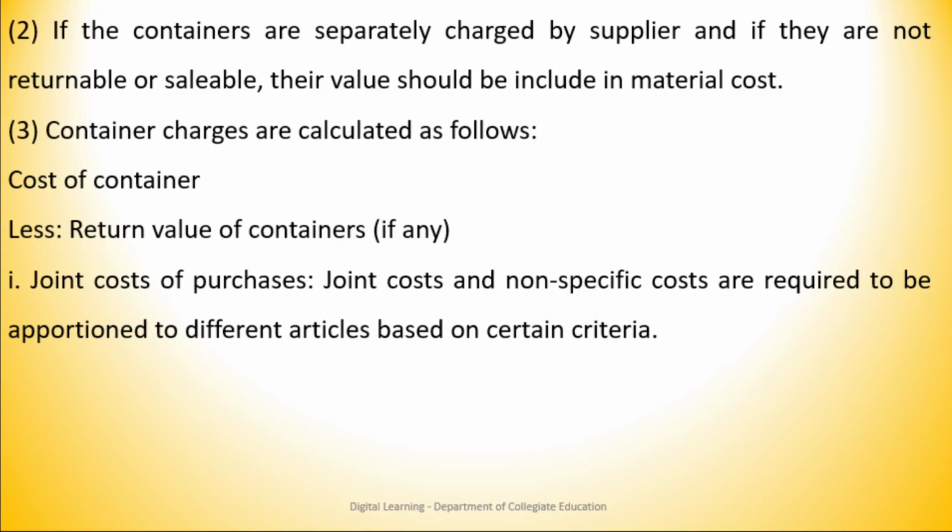Normally, the container charges are calculated as follows. You record the actual cost of containers. From there, you deduct the return value of containers. The last item being joint costs of purchases. Joint costs or non-specific costs are required to be apportioned to different articles based on certain criteria.